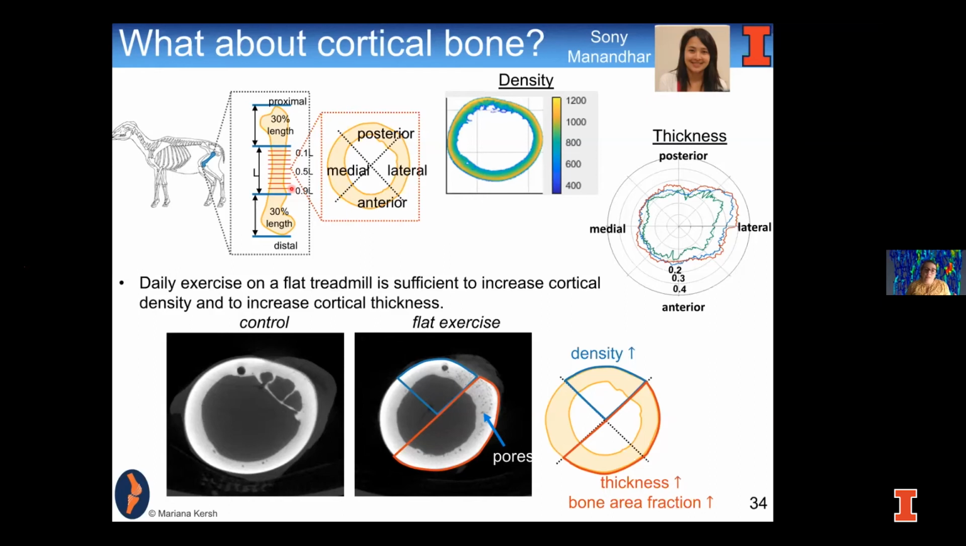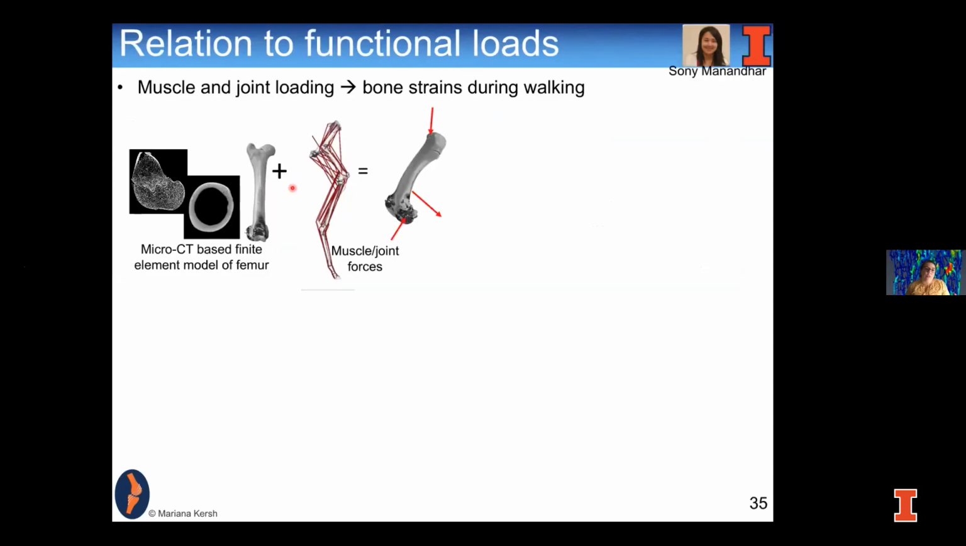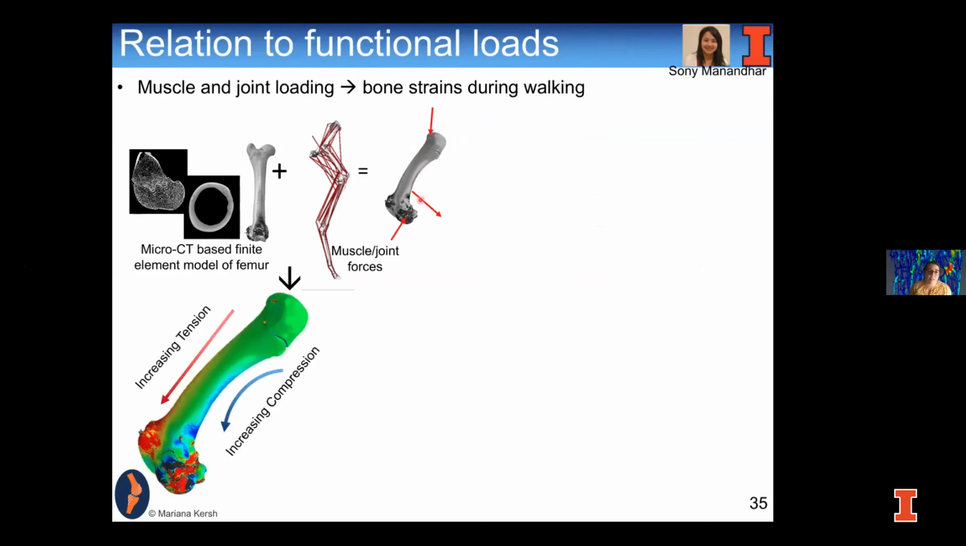In terms of the relation to functional loads, we've taken an initial stab at looking at what the strains might be in vivo. And of course, we do this using computational methods. So we take a CT scan, couple it with a musculoskeletal model. And in this case, we just took some data from the literature about what the forces are at the 2 ends of the bones and a couple of simplified muscle forces. And now we can look at what the relationship is between the adaptation and actual strain values.